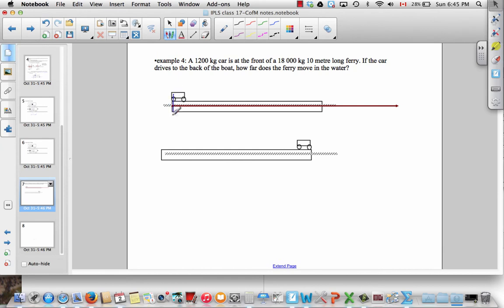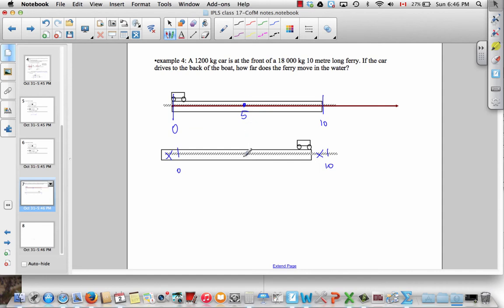So this is going to be 0. We'll pretend that the car is a point object, so it starts at 0. This is a 10-meter long ferry, so that means the center of mass of the ferry was originally at 5. Okay, so we know the car is going to drive to the end. It's not going to reach 10, and the ferry is not going to be at 0 at the end. The ferry is going to move back a distance. Well, I guess we could just call it x. Yeah, let's call it x. So this distance here is x, and this distance here is x.